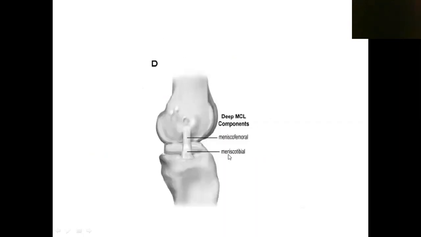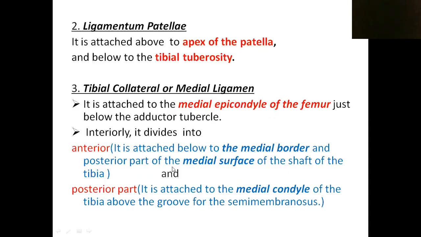Now the posterior band. See in this image, we can see the posterior band. It is connected to the medial condyle of the tibia. See, like this, it is a short band, extending from the medial epicondyle of the femur to the medial condyle of the tibia. So the posterior band is attached to the medial condyle of the tibia.